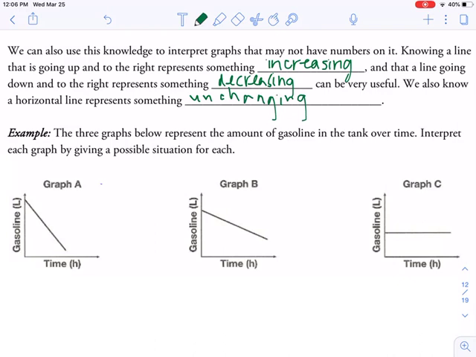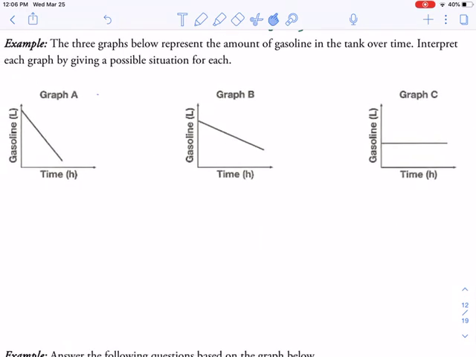So we are going to look at these 3 graphs given here, and they each represent the amount of gas in the tank over time. We're going to interpret each graph by giving a possible situation for each. Okay, so we can see that in this first graph and in the second graph both lines are going down and to the right, so they're both decreasing. If it's helpful to write yourself a little note saying decreasing, then feel free. That might help you to figure out what the context of the situation is.